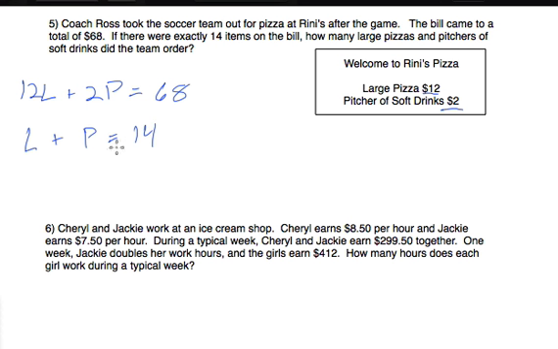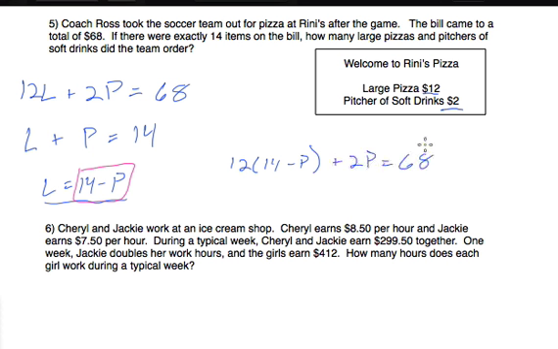So this should be easy. This is very much like the examples we've been going over in class. We can describe L in terms of P. L equals 14 minus P. And then we just use this definition of L and we plug it in for L right over there. So that's 12 times whatever L is, which is 14 minus P, plus 2P equals 68.